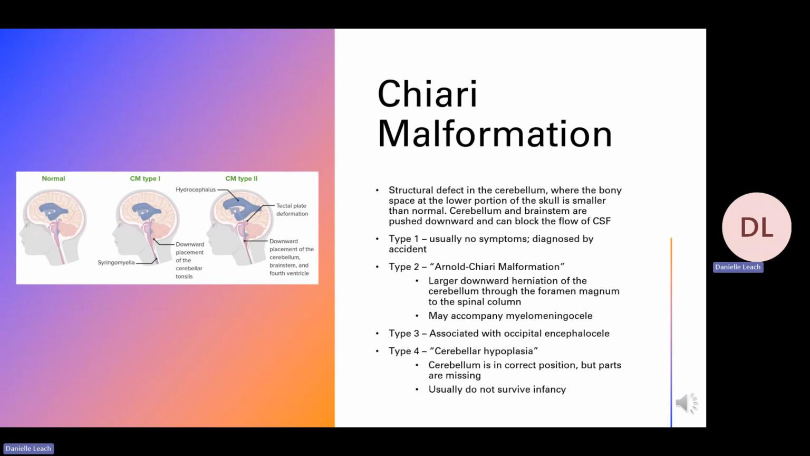Type 4, the child usually doesn't survive infancy. With this one, there's an underdevelopment of the cerebellum called cerebellar hypoplasia. So this one, the cerebellum's in the correct position, so it's not herniating down, but parts of the cerebellum are basically missing, and usually these infants do not survive infancy.